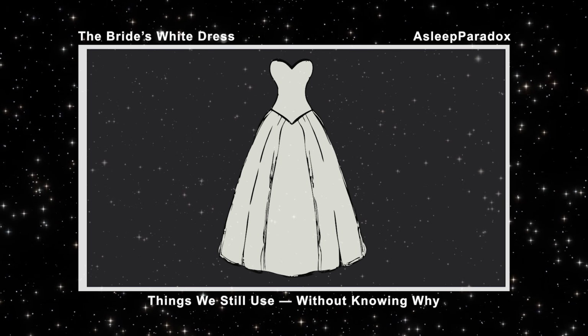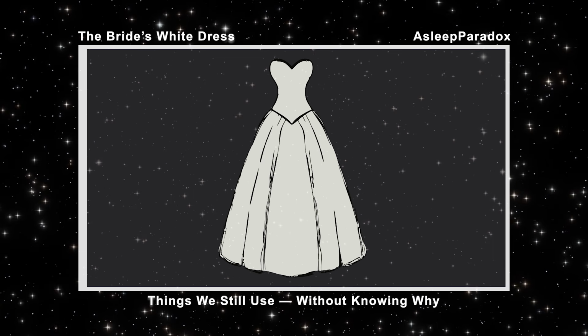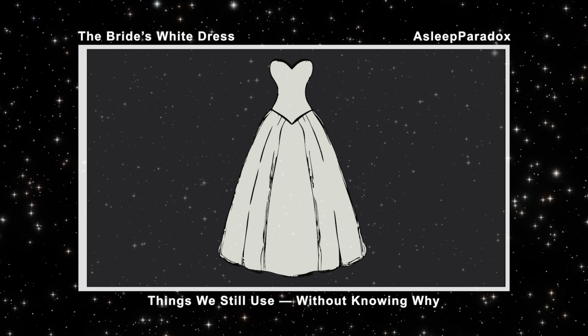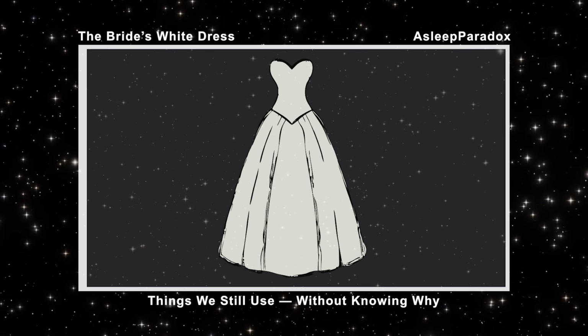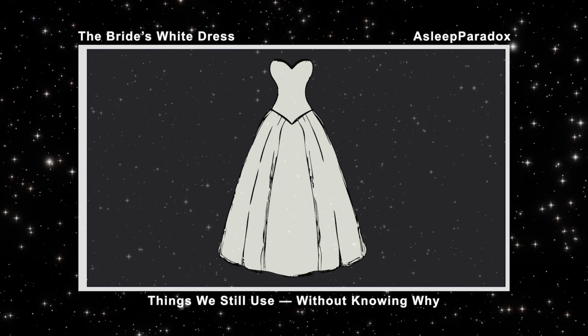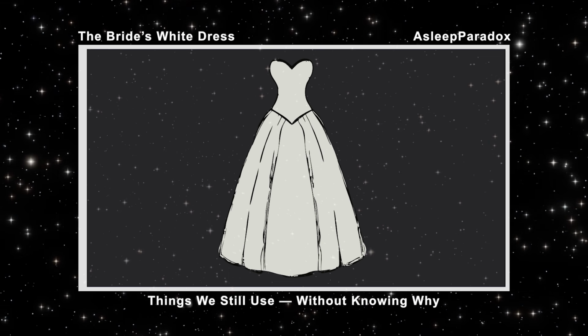Her choice was widely publicized in newspapers and illustrated prints. Because she was a reigning monarch at the height of Britain's global influence, her fashion decisions carried cultural weight. The white dress was perceived not only as elegant but as modern and refined.